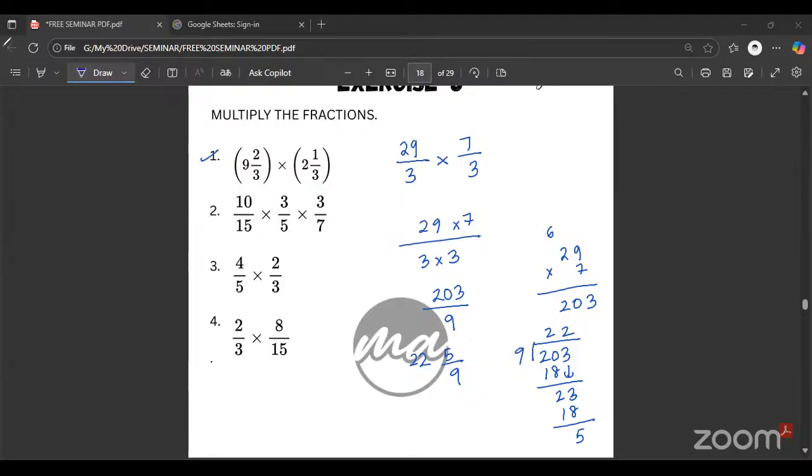Yes, miss. Okay. Then can you do the second one? Copy down the first one's answer and do the second one. Miss, did you ask us to do this? You told us to do the second one, right? Yes. Yes, thank you.